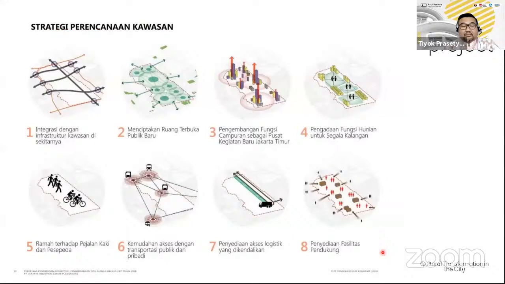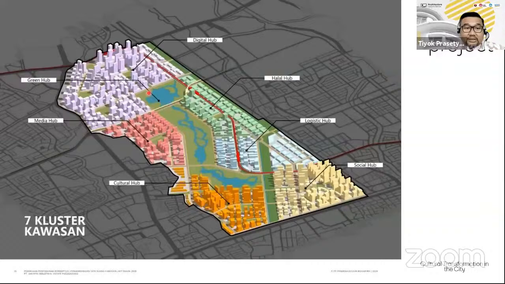Then the strategy is densifying to open up public spaces within the site. As you can see, there's a new green area contributed to Jakarta and divided the development in seven clusters.